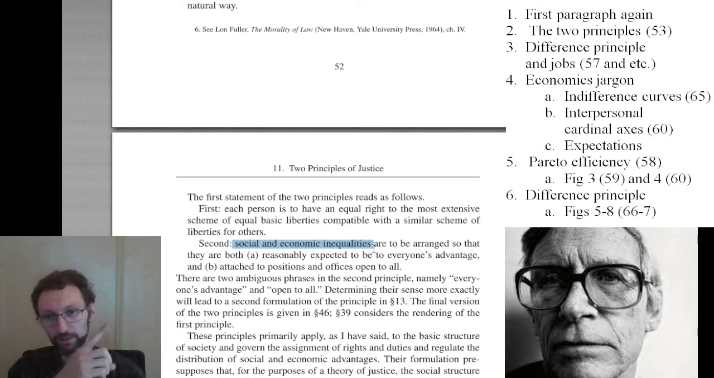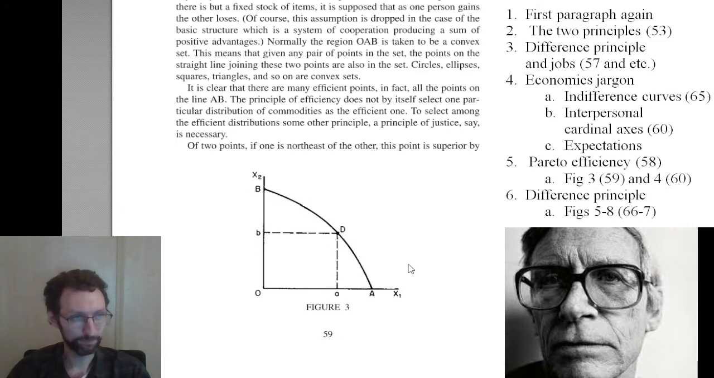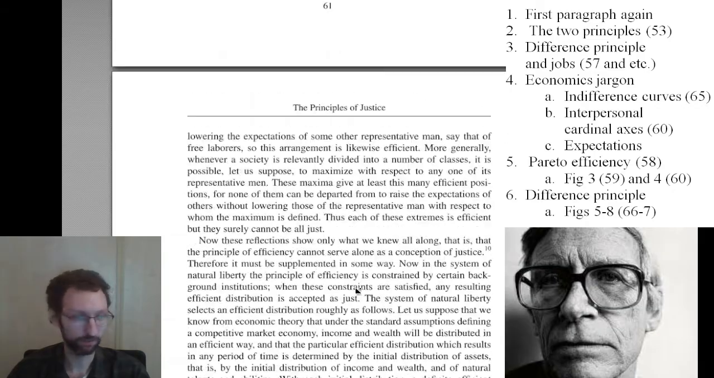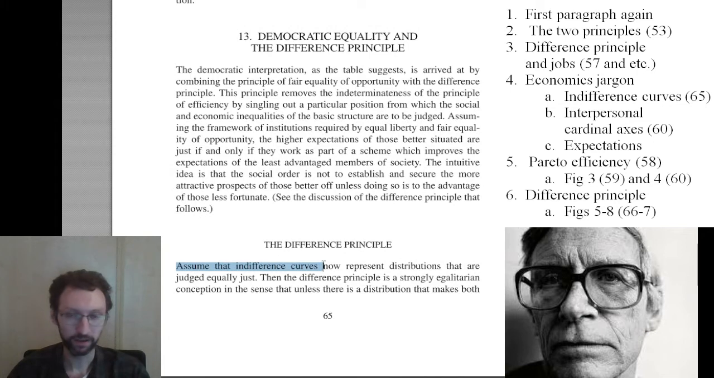Point number 4 on the lecture outline, economics jargon. So Rawls uses some terms from economics which you may not use, and it's good to know those before you read the sections. So first, indifference curves. He actually draws an indifference curve here on page 59, but the first time he calls it an indifference curve is on page 65, I think. He just says, assume that indifference curves, blah, blah, blah.